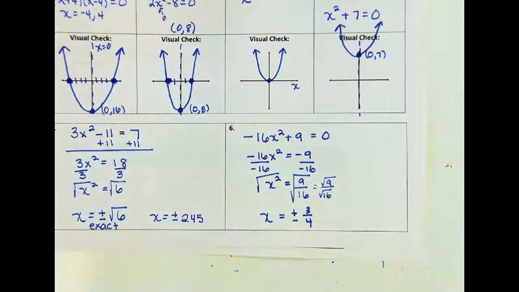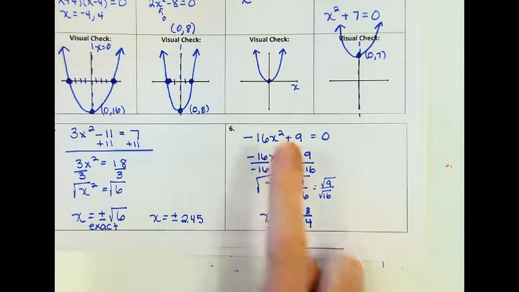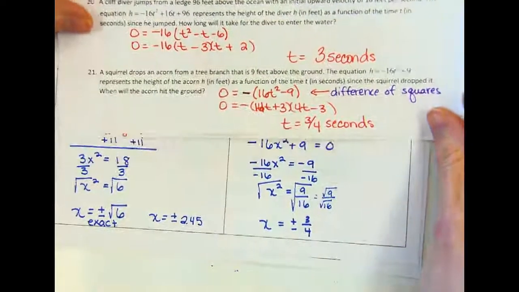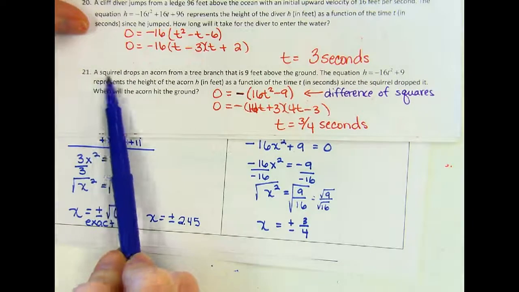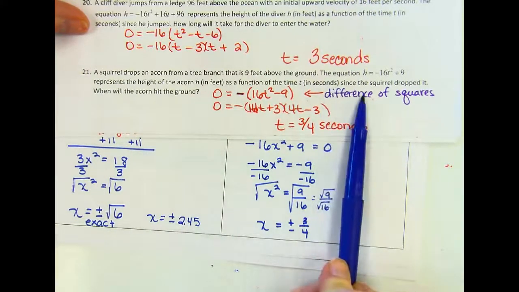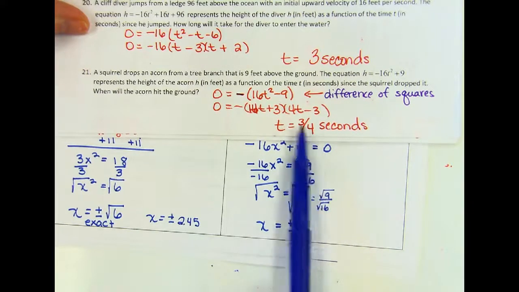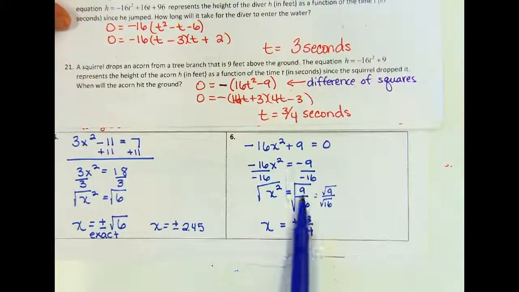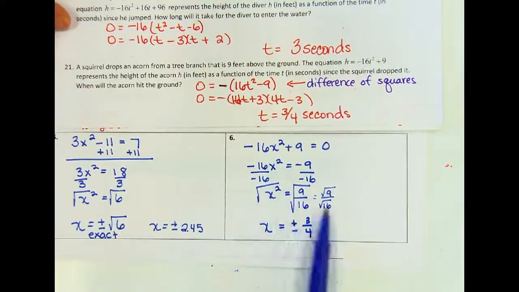Now, I want you to draw your attention to this problem right here because you've actually seen this problem before. This problem was on your study guide about the squirrel dropping the acorn. And I told you to do this with difference of squares on your study guide. But if you notice, 3/4 seconds, that's the same answer. So here is an example of how it's actually a little bit easier to do the square root method.